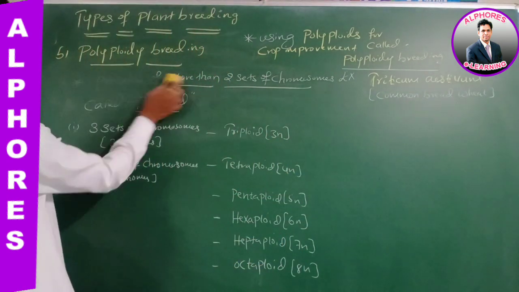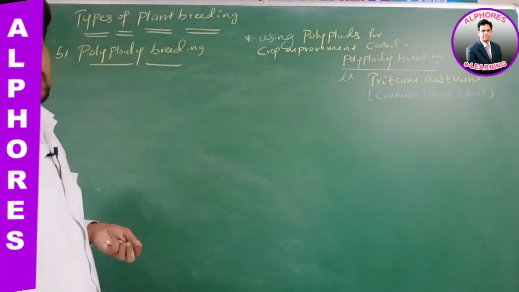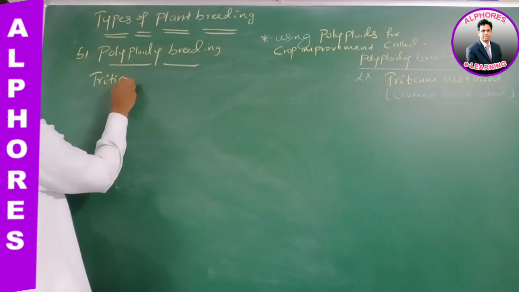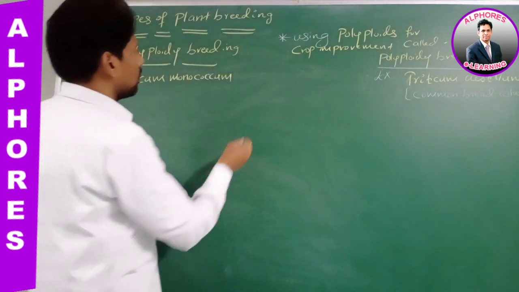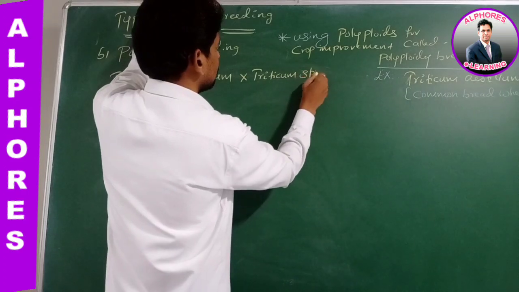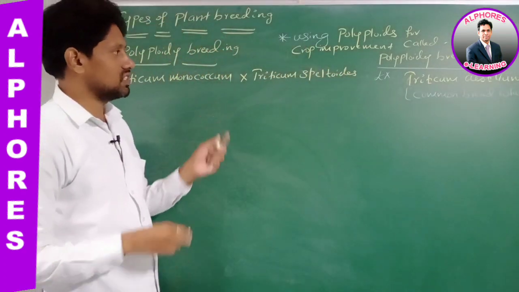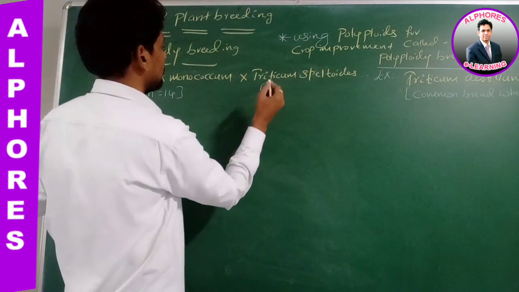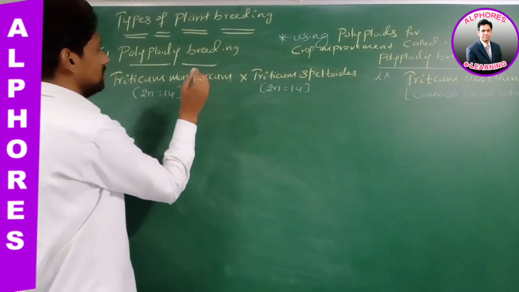How is Triticum aestivum produced? Here I am taking two wheat species. The first one is Triticum monococcum. This Triticum monococcum is crossed with Triticum speltoides. Here 2n is equal to 14, and here also 2n is equal to 14. Here I am representing the genomes as AA and here as BB.